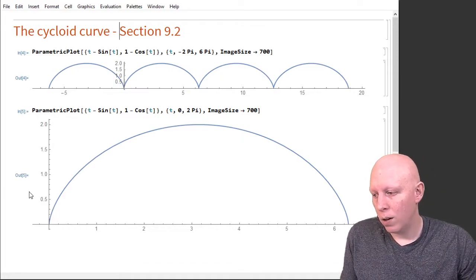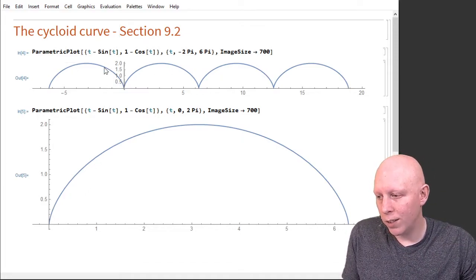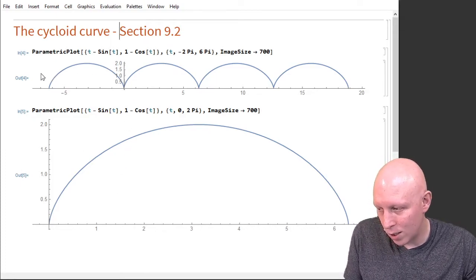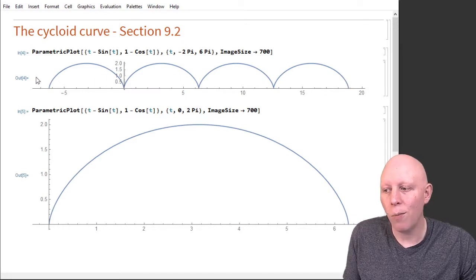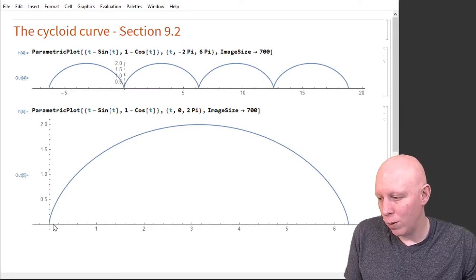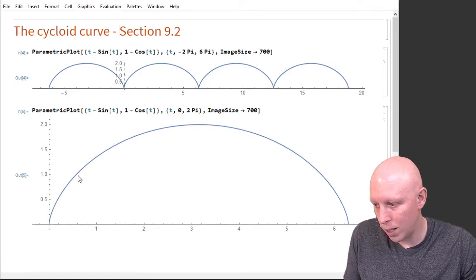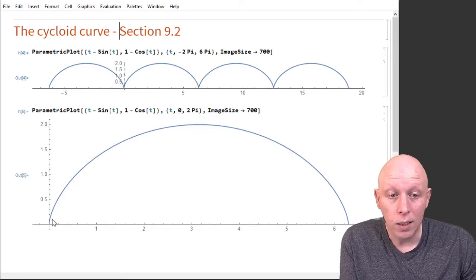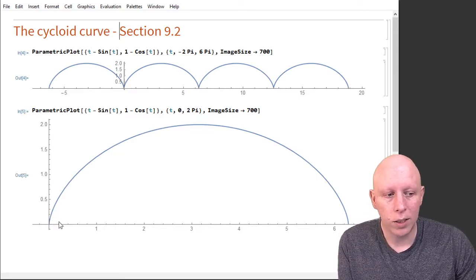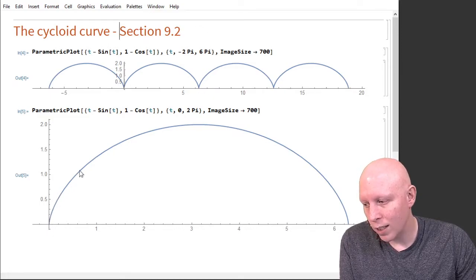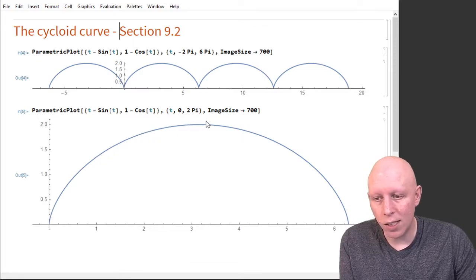So this is what the curve looks like for many values of t. If we want instead to look at just from 0 to 2 pi, we get this curve that looks like this. And what we're asking when we're talking about arc length questions is what's the actual length of this curve if you were to travel along it and measure the distance that you've traveled.